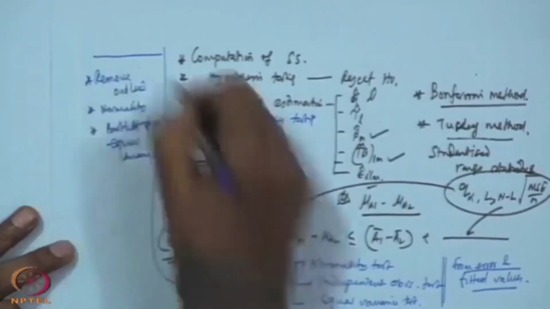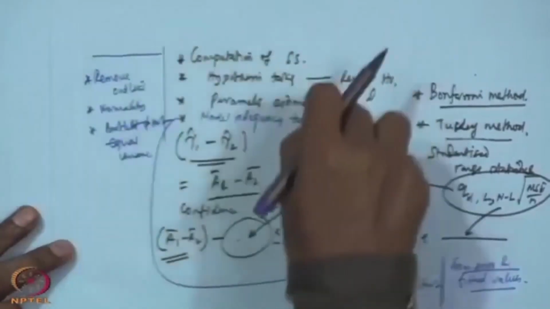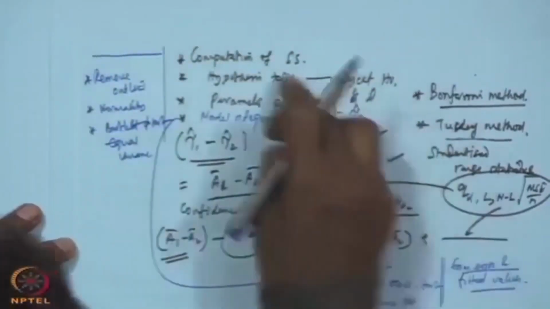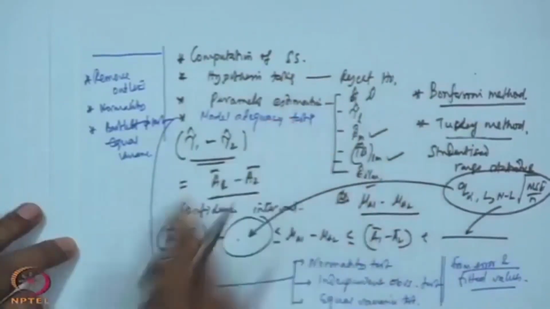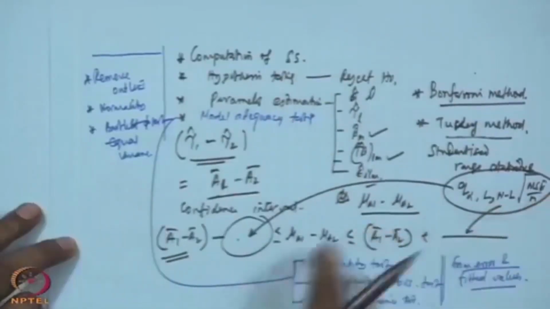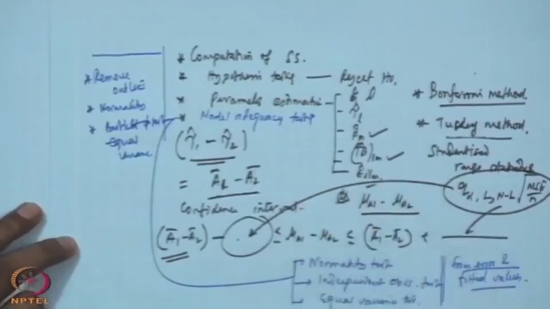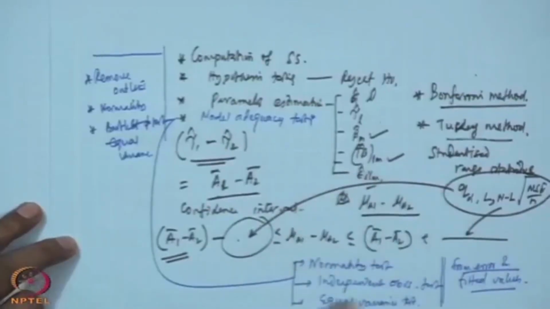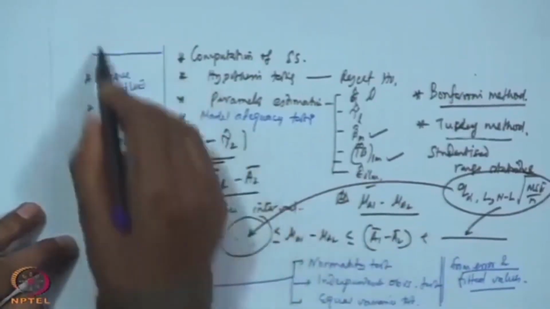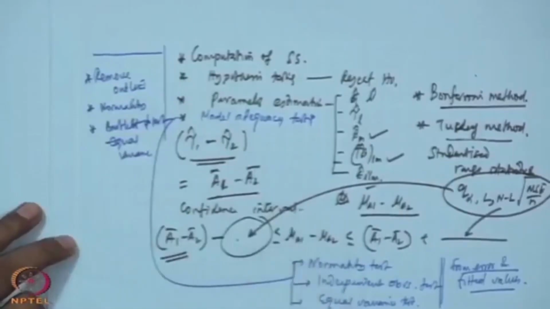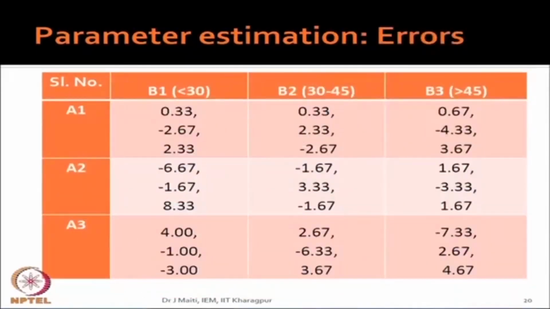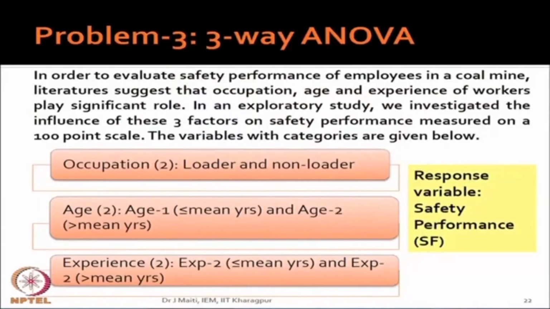These are the first things you will do. Then you fit the model, then go for hypothesis testing, parameter estimation, interaction plots, error computation, and finally you recheck with the error data that the assumptions are satisfied. Okay, so this is what two-way ANOVA is. Now we will go for another example explaining the three-way ANOVA case.